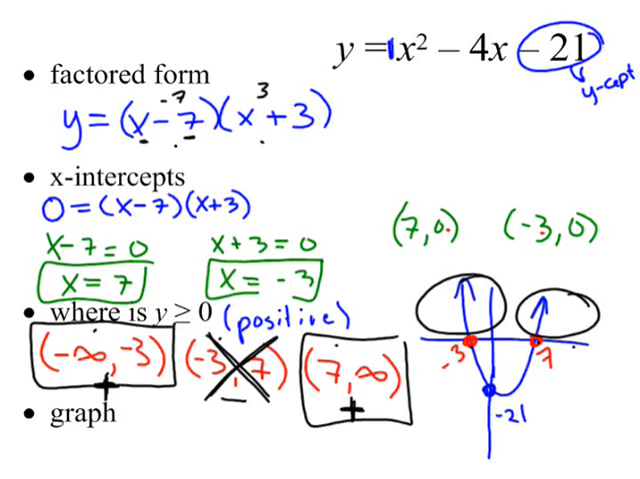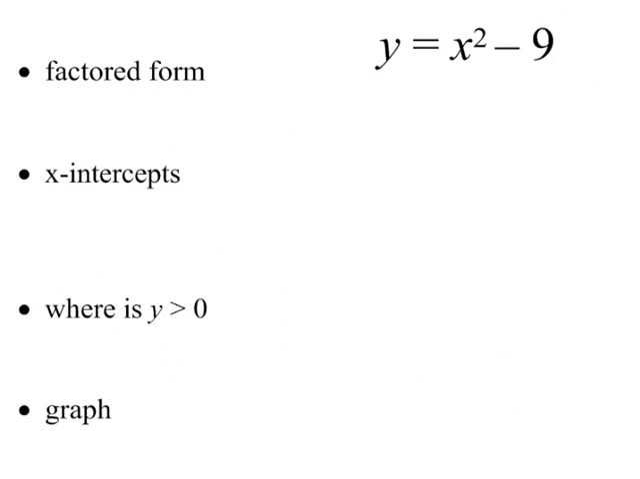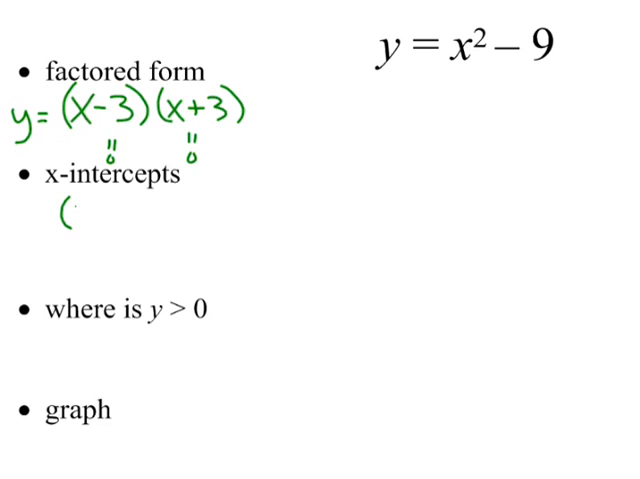All right, let's try another one. x squared minus 9. The first thing we do is factor it. So it's the difference of squares, so it's just (x - 3)(x + 3). And if you want to find your intercepts, you set each one of these factors equal to 0, and you end up with +3 and -3.